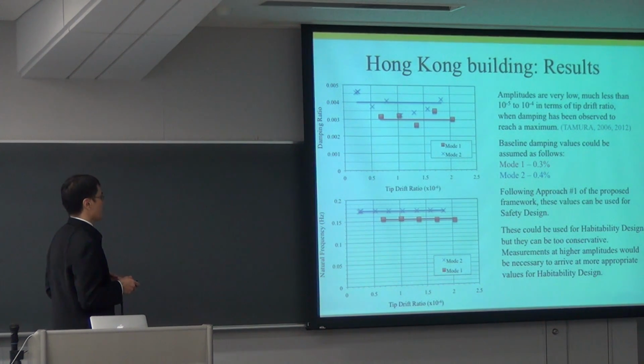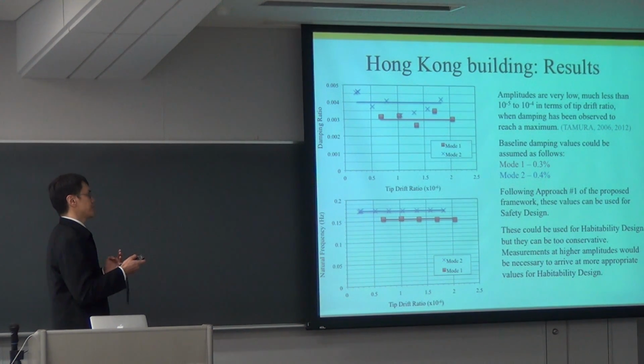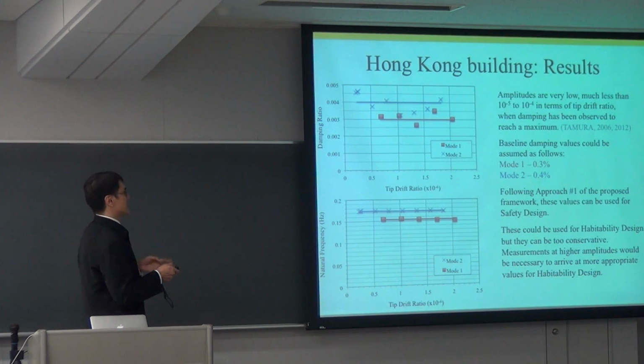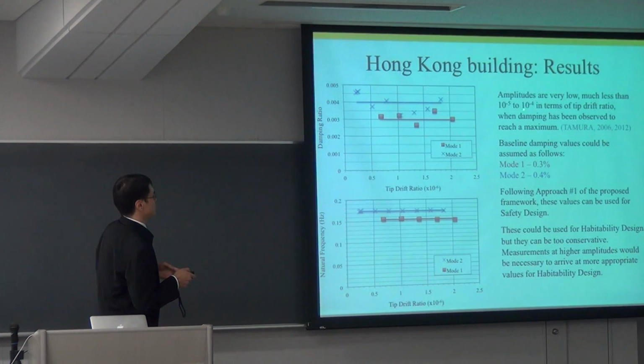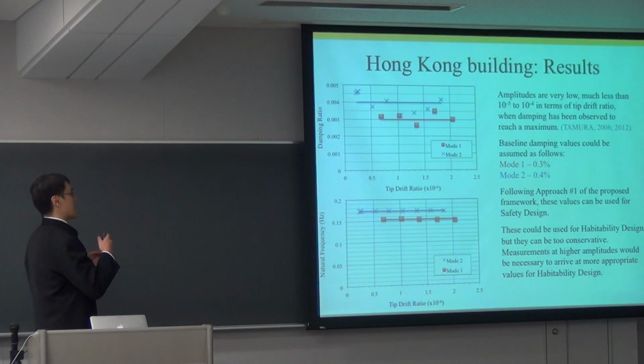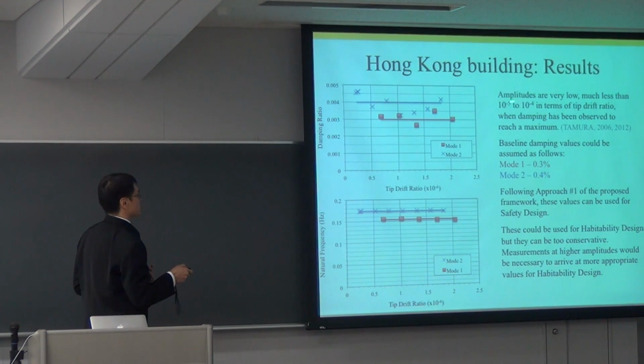Effectively, the amplitude levels are very low, around 10 to the minus 6, whereas, for example, the 1-year return period response is around 10 to the minus 4. At the same time, Professor Tamura talked about a critical tip drift ratio around 10 to the minus 5 to 10 to the minus 4, where the damping starts decreasing with amplitude. So it's even much lower than those levels. In a sense, we could assume that these are baseline damping values.